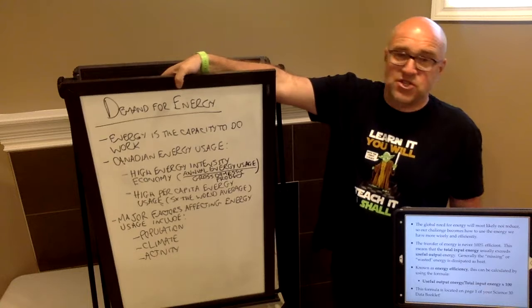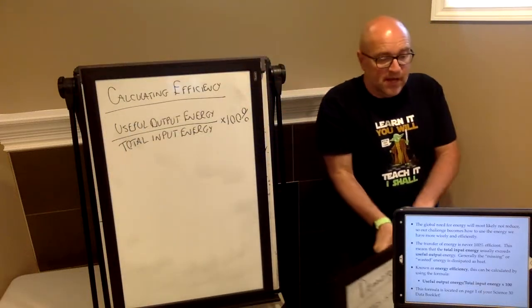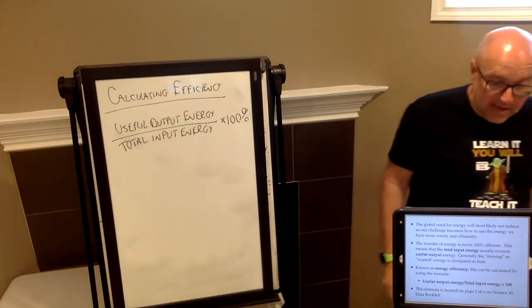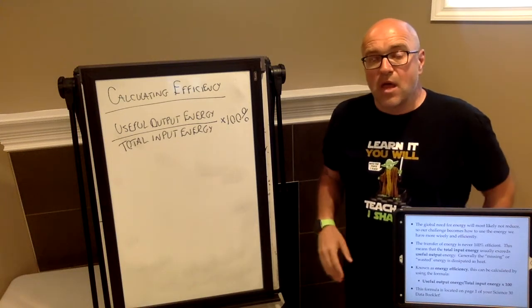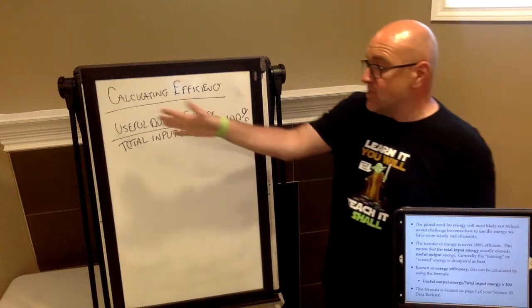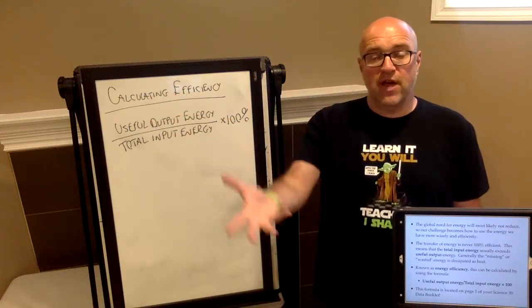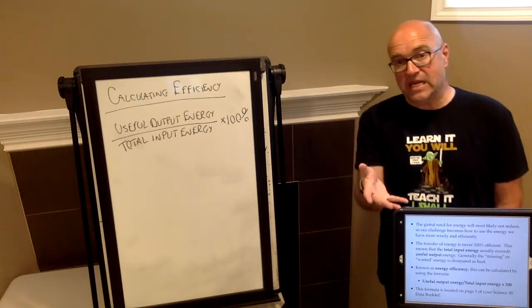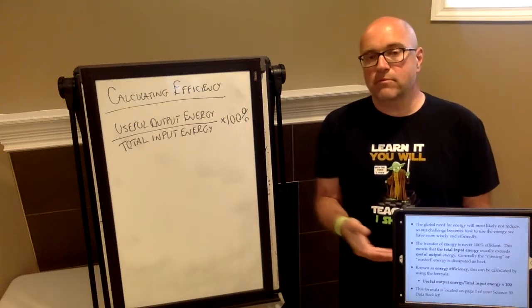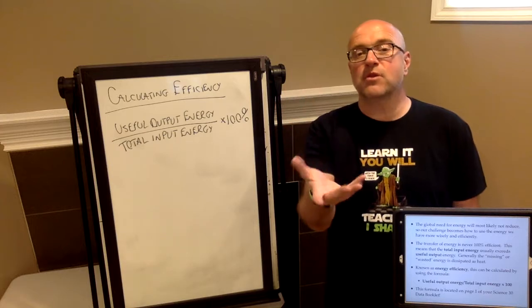And when it comes to efficiency, there is a way you can calculate it, and that's the math part of today's lesson. How do you calculate efficiency? Efficiency is essentially how much useful energy I get out of a system compared to the amount of energy I had to put into the system. Again, let's say I'm using units like joules.